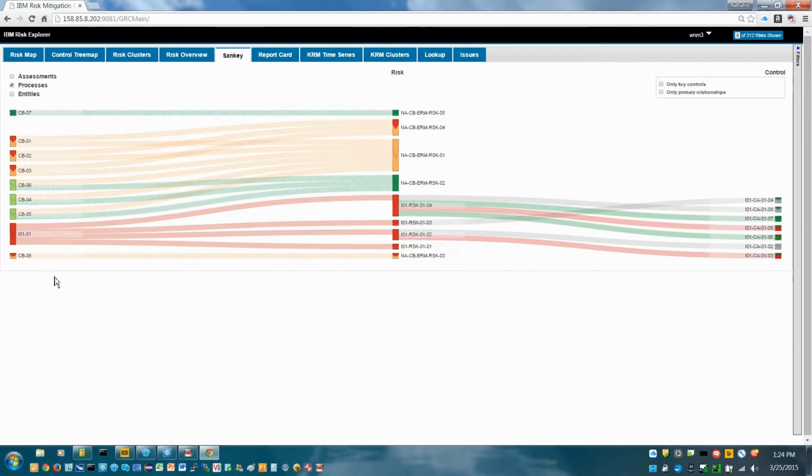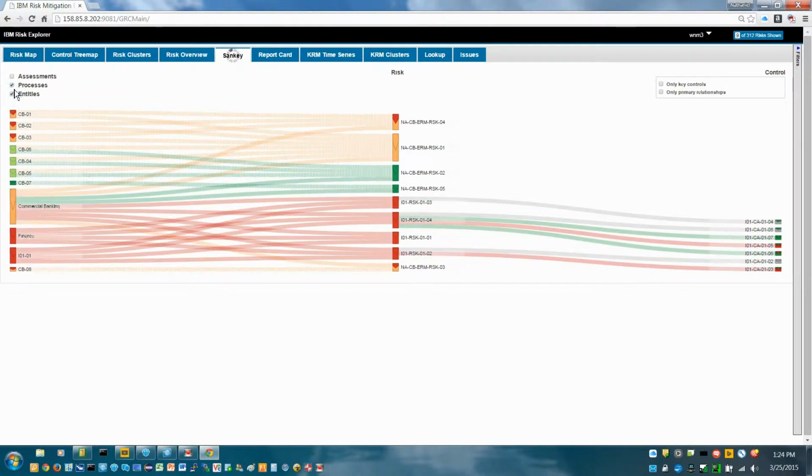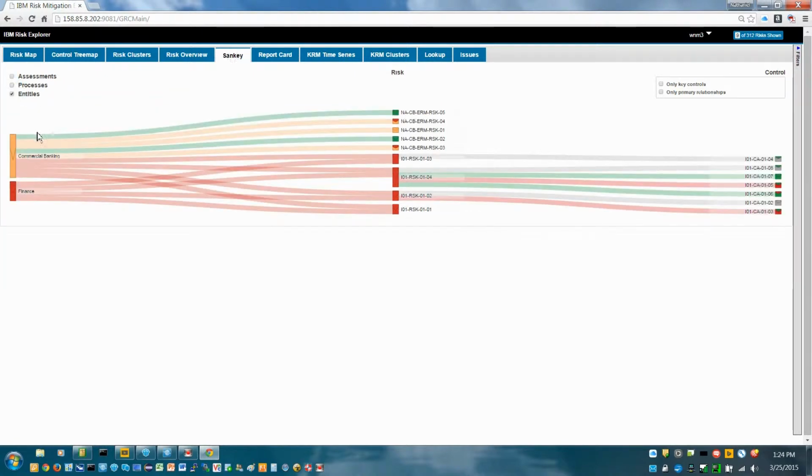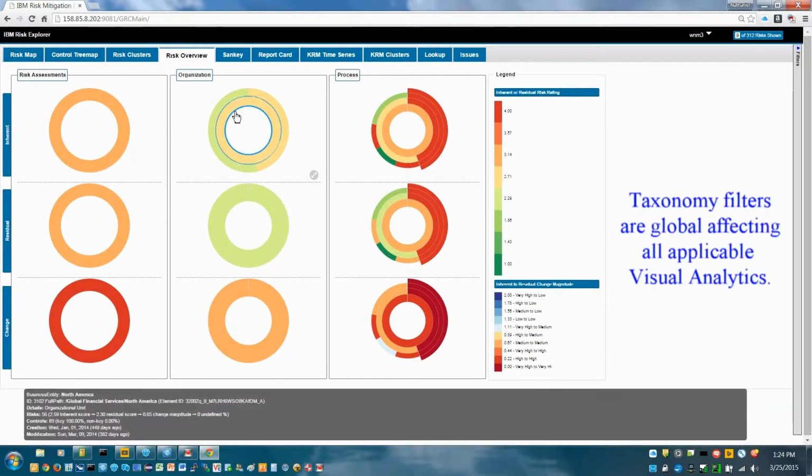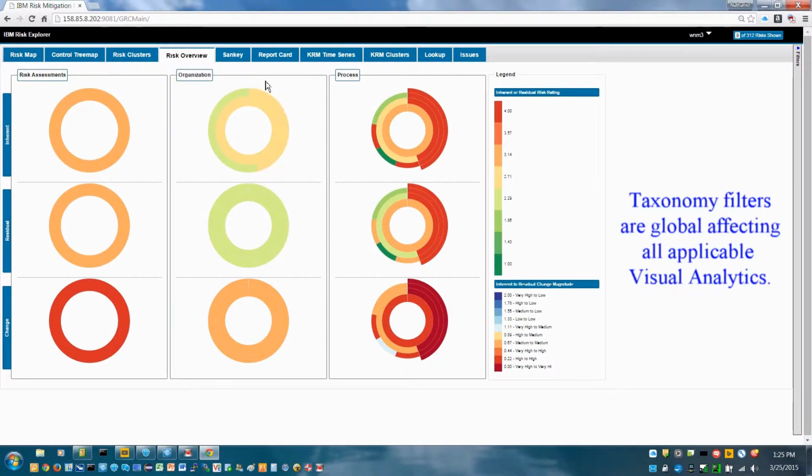While business processes may not be rated directly, we're showing the average of the risks associated with them. Going back and looking at the business entities, we see we have commercial banking and finance, and if we go back to the taxonomy for business units, the left half shows finance and the right half shows commercial banking, as shown in the pop-up at the bottom of the screen.